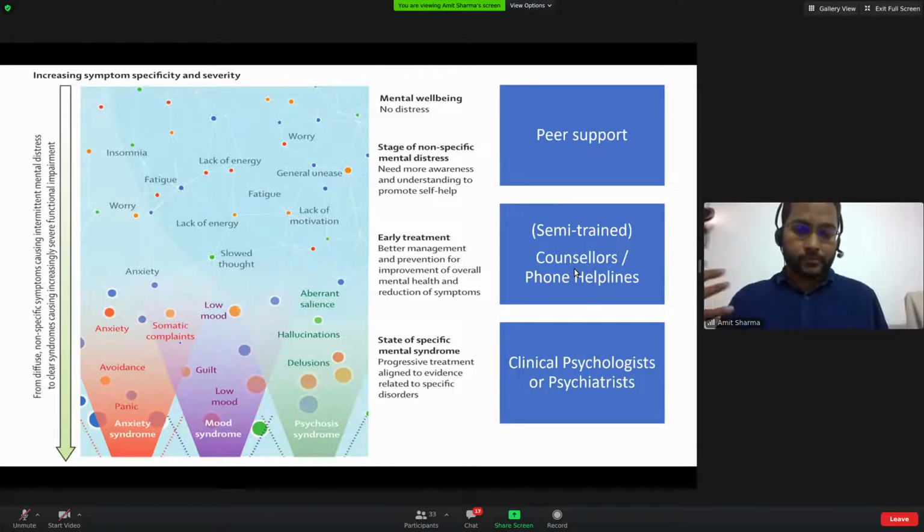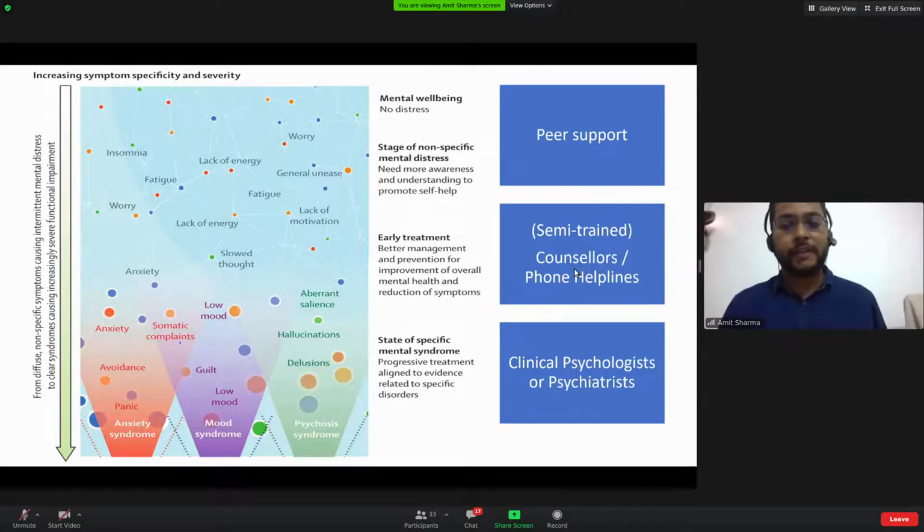Ideally, peer counselors can only help so much, but one of the best innovations that has come up in the world in mental health is that you don't always need a doctor, or someone who's a clinical psychiatrist, to converse with a person and help them. In early stages, even with basic training, semi-trained counselors and phone helplines can help. You can think of them like community health workers, such as ASHA workers in India. This is the alternate of that in mental health.